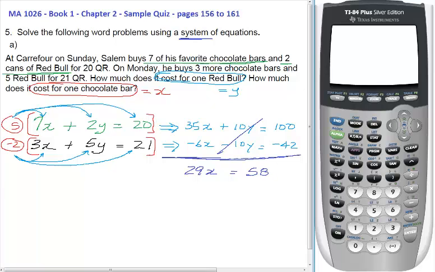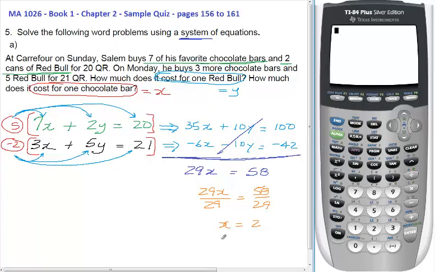Now of course you know what to do. Divide each side by the coefficient. So 29x, we divide that by 29, 58, divide that by 29, and it looks like x is 2. So that means x, which is the cost for 1 chocolate bar, is 2 reals.